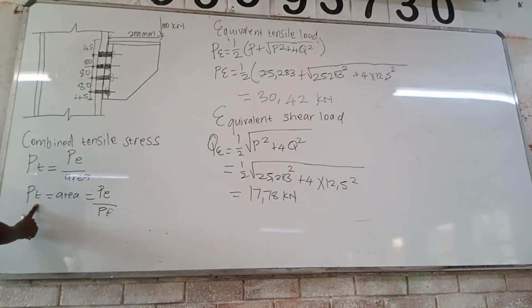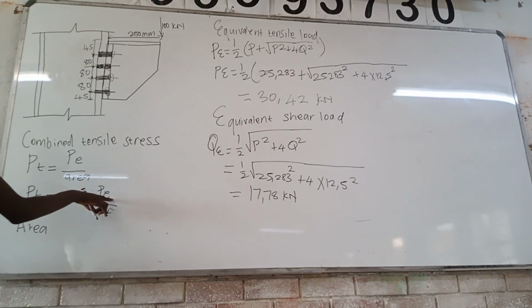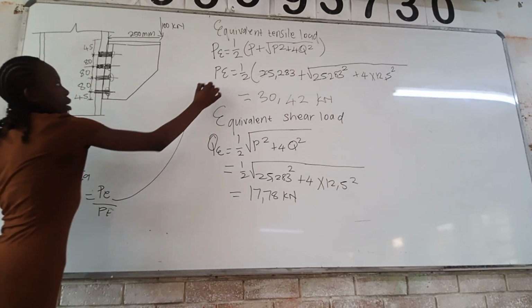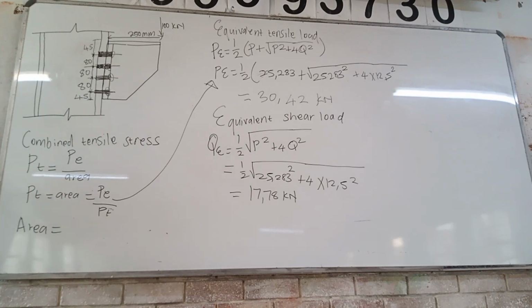Okay, so the formula is area is equal to PE divided by PT. Right now we are looking for the area again, and the formula says area is equal to PE over PT. So what is our PE? PE is this one. Again, we calculated PE, which is 30. Now we cross multiply and check.